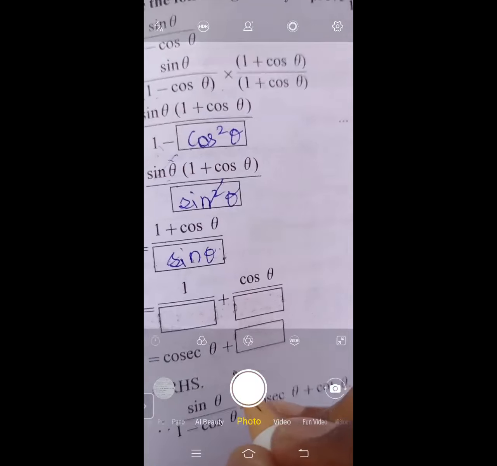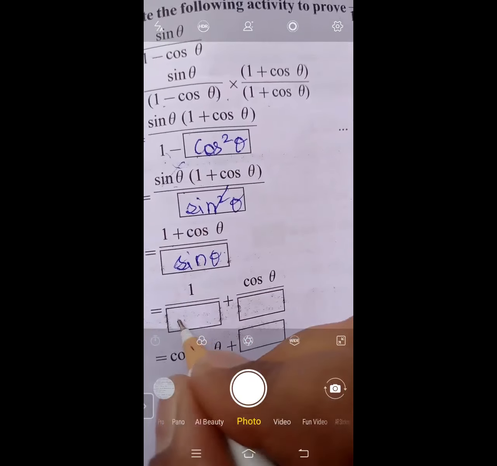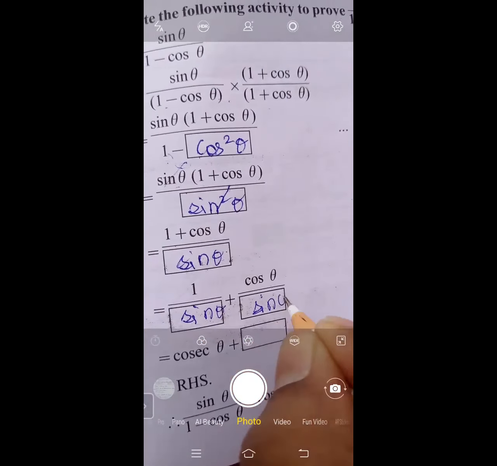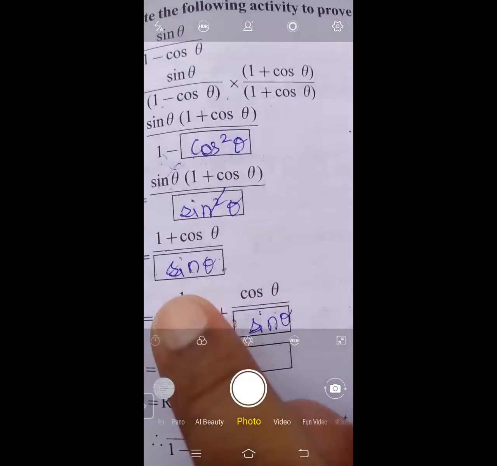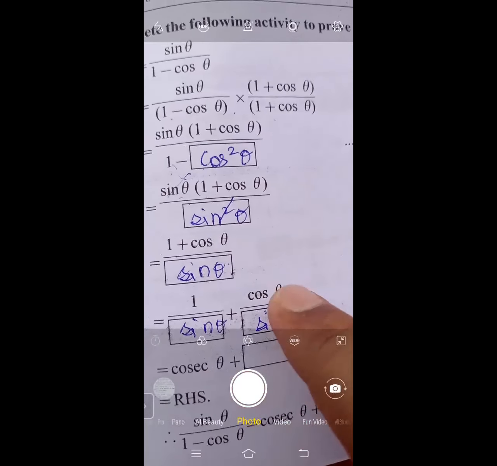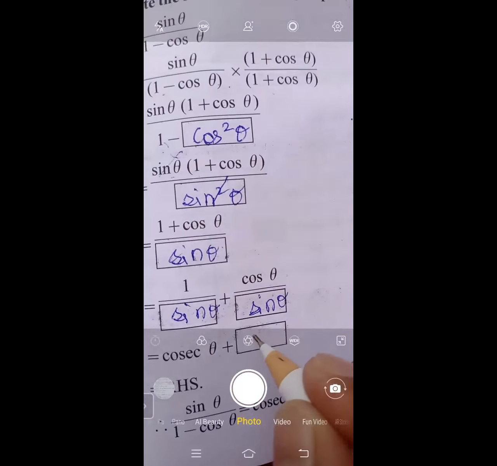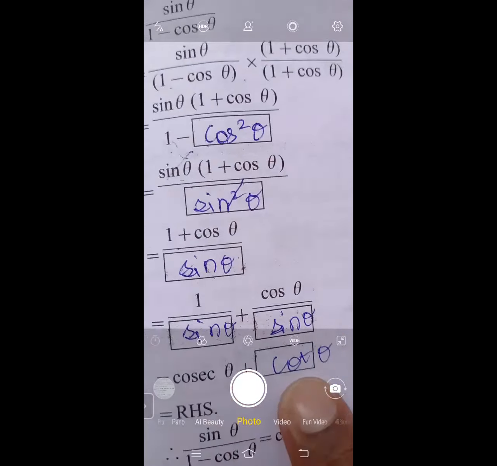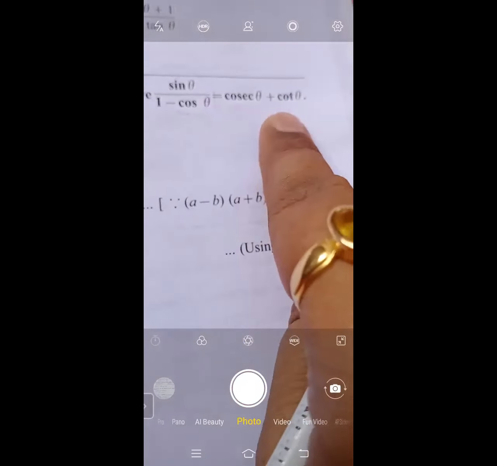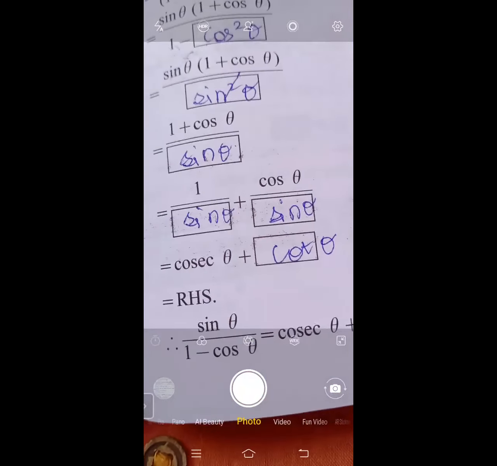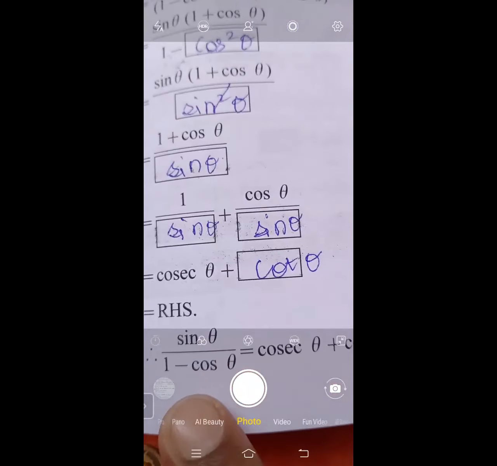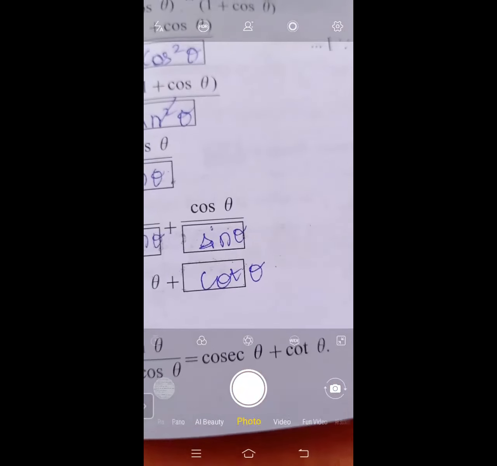Then they have separated the numerators. So they have written 1 over sin theta plus cos theta divided by sin theta. So 1 upon sin is cosec and cos upon sin is cot theta. So we got our required RHS, which is cosec theta plus cot theta, which is equal to our RHS. Therefore, the concluding line will be sin theta divided by 1 minus cos theta equal to cosec theta plus cot theta.